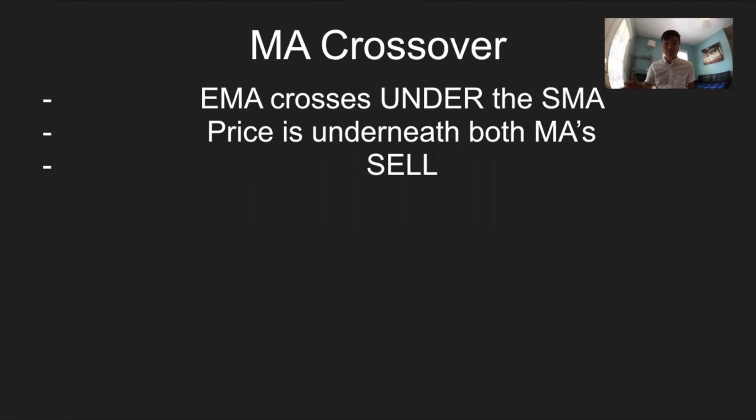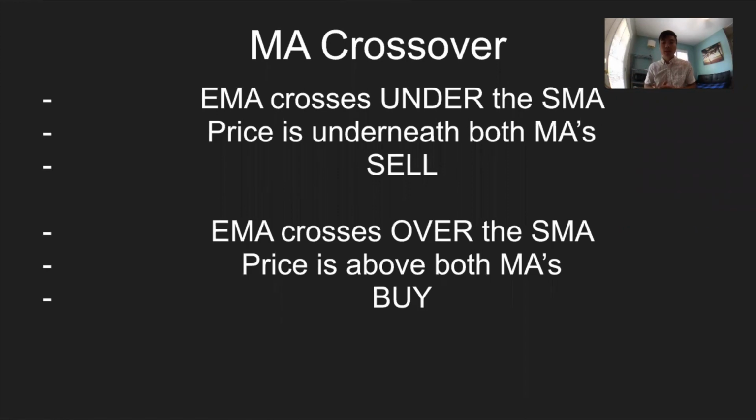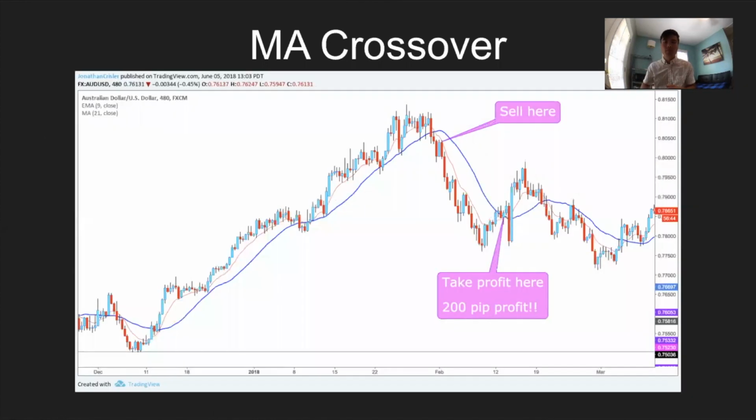So the most useful way I personally like to use moving averages is the crossover. When the EMA crosses under the SMA and price is under both MAs, that means you should sell. And when the EMA crosses over the SMA and price is above both MAs, that means you can buy. And I'll show you what I mean by that.